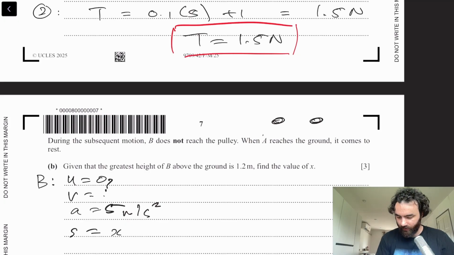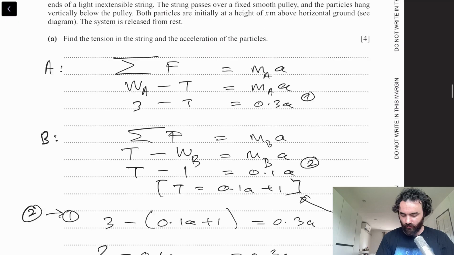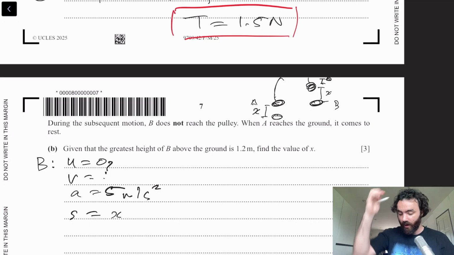So as A drops to the ground and moves X, B will also move X up, because it's on a pulley. This is B, this is A. And then once it's here, it will go into a kind of free fall, moving up to its highest point at 1.2 meters.